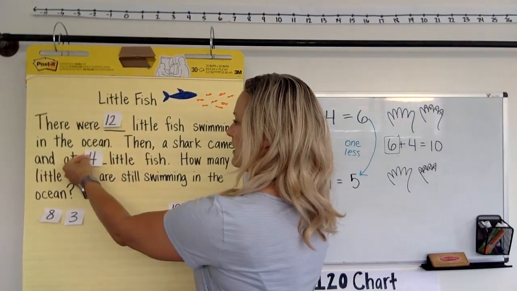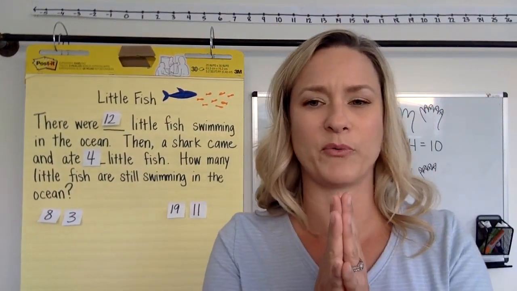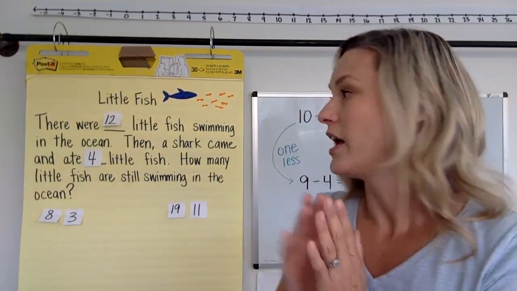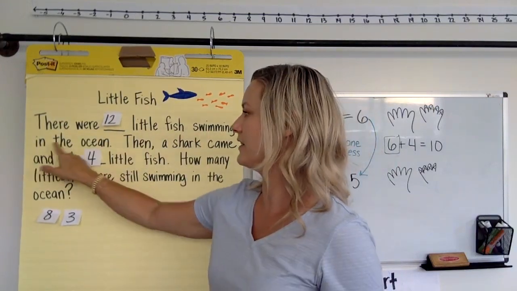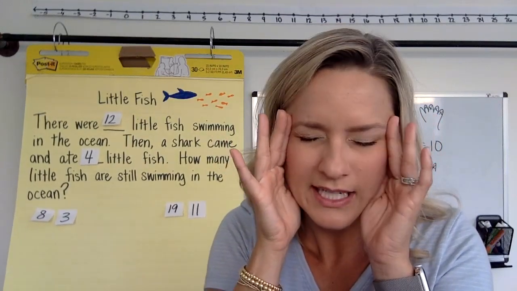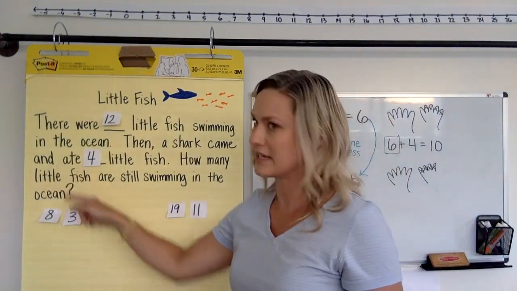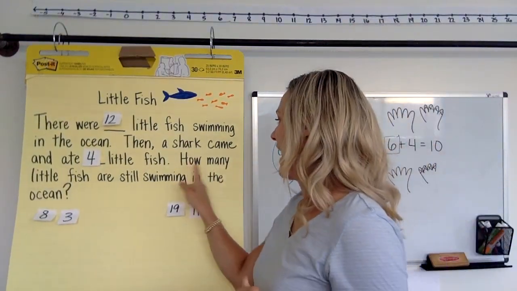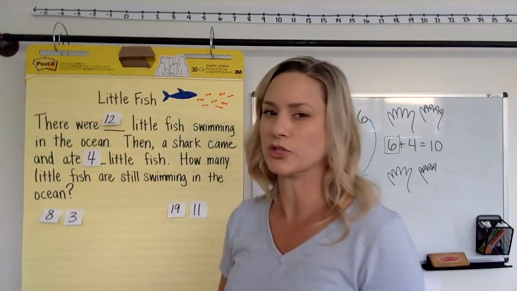Okay, so let's pretend I choose this number set, 12 and 4. I'm going to reread that story to myself because it's so important that we picture the story in our minds. Remember, we make a picture in our heads? Okay, so there were 12 little fish swimming in the ocean. Can you all imagine 12 little fish? Close your eyes. Count them up. It's a 10 and 2 more, 12 little fish. Then a shark came and ate 4 little fish. Woo! How many little fish are still swimming in the ocean?